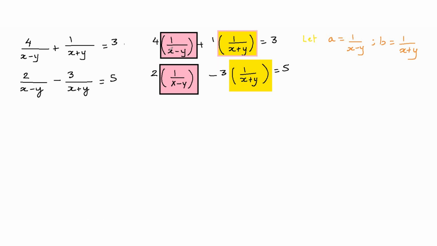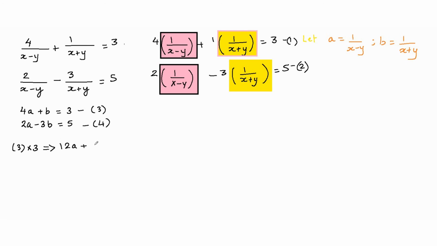So now I will take the first equation. The first equation becomes 4A plus B is equal to 3. And the second equation becomes 2A minus 3B is equal to 5. Let us mark these as equations 3 and 4. Now the third equation should be multiplied by 3. So the third equation multiplied by 3 gives me 12A plus 3B is equal to 9. And the fourth equation is 2A minus 3B is equal to 5.